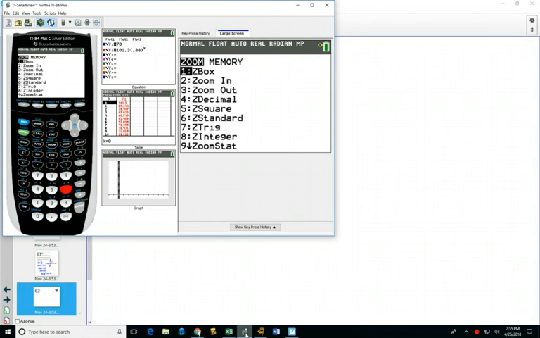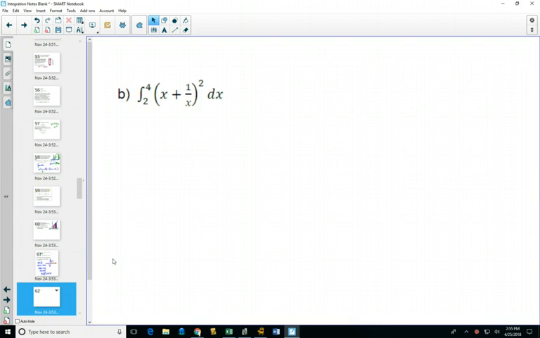Oh, and then my calculator freezes on me. This one is designed to make you feel like you want to use substitution, because you see a function inside of another function: the x plus 1 over x is inside the squared. But you can't use substitution, because the derivative of that would be 1 minus x to the negative 2, and that doesn't appear anywhere for substitution.